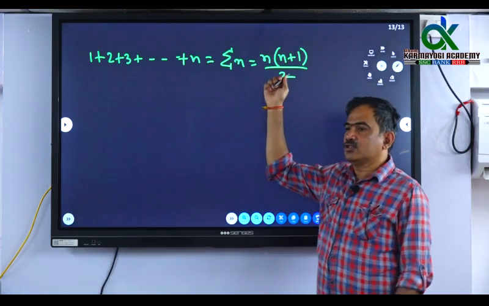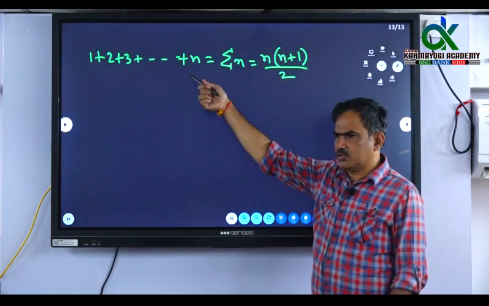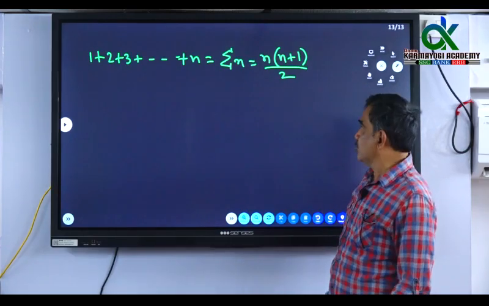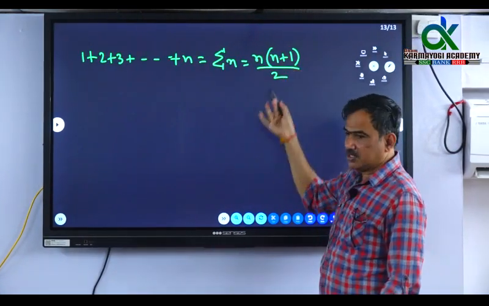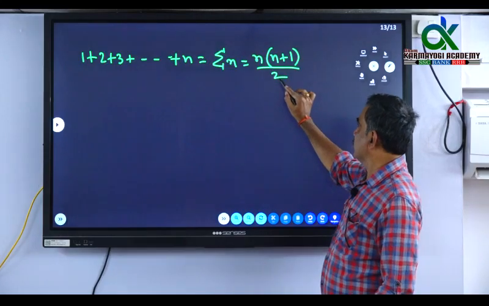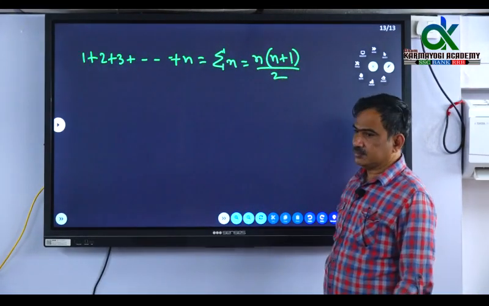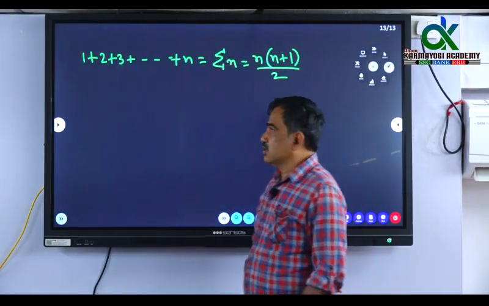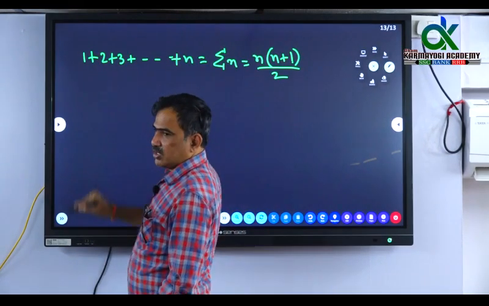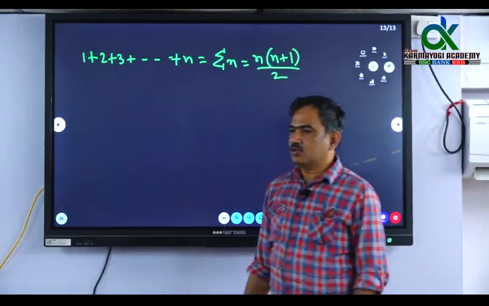Sari, formula ekkadi nunchi vachindi? Arithmetic progression nunchi vachindi. General formula enti? Arithmetic progression lo n by 2 into a plus l. ఇదిగోండి, n by 2 into ఇది a, ఇది l. Okay na? So because these are in arithmetic progression, the formula is n by 2 into a plus l.